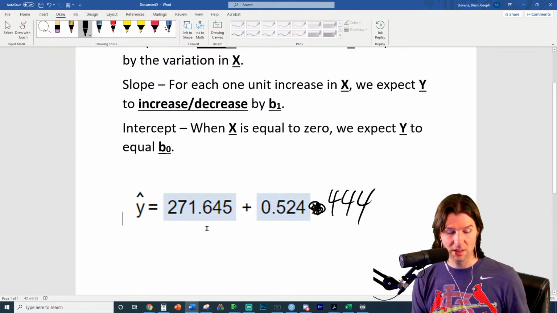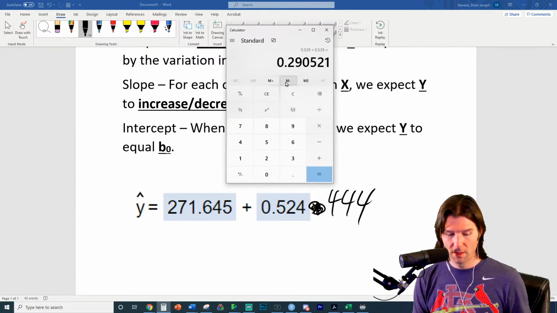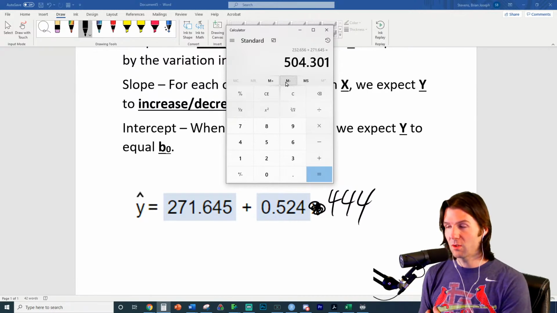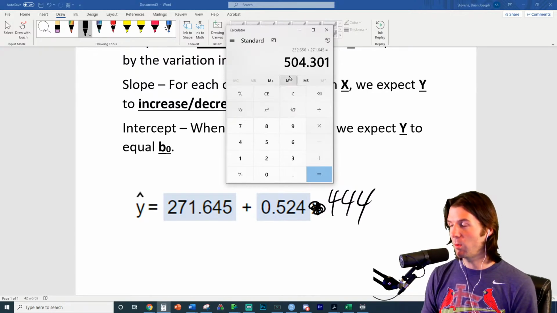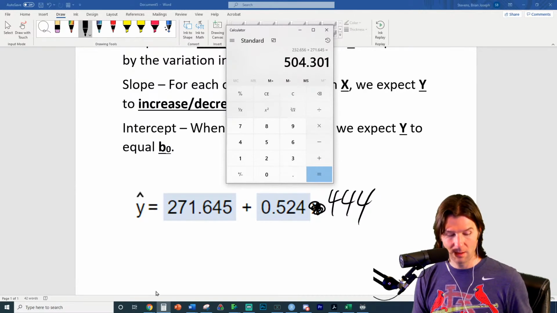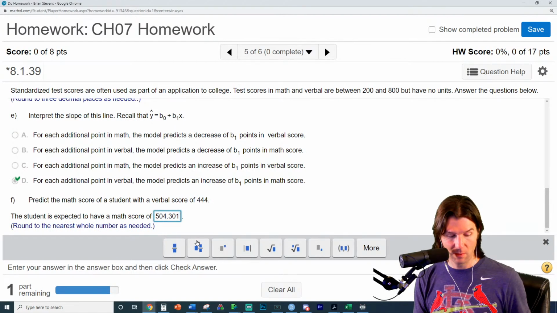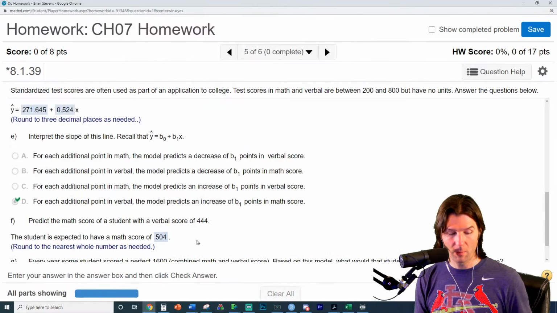This will predict their math score. So we go 444 times 0.524 plus 271.645. So the 444 is their actual verbal score, and then this is their predicted math score. So we now have obtained this person's predicted math score. So we would predict, and it rounds to the nearest number, that they would get a math score of the following.